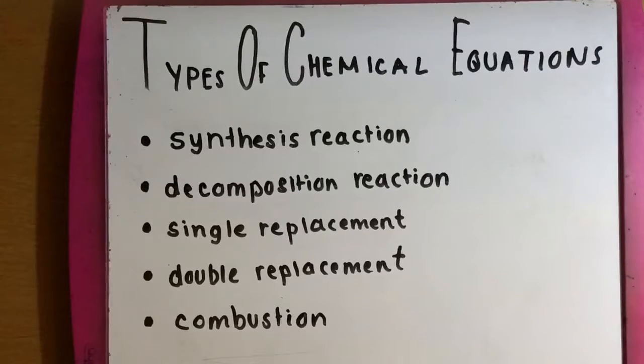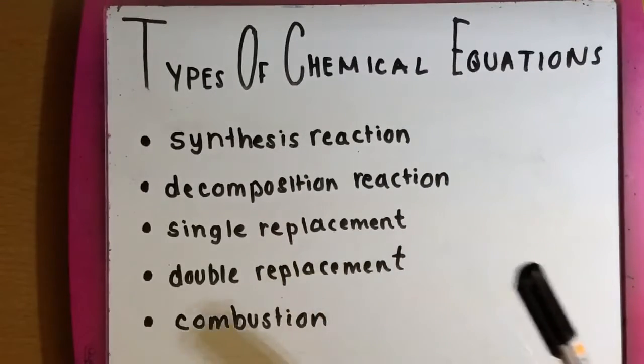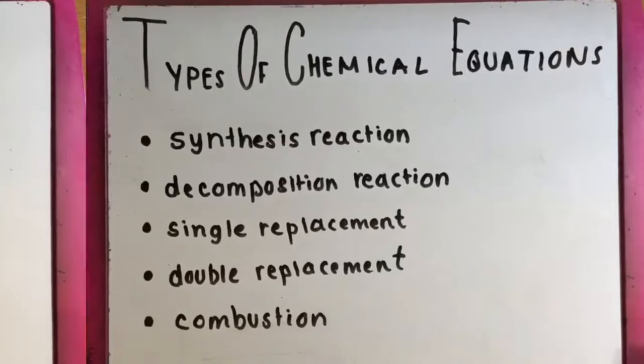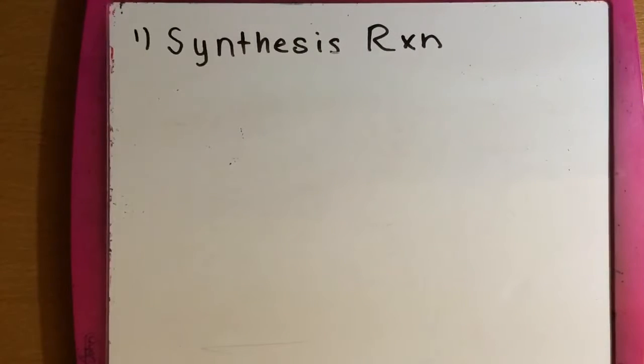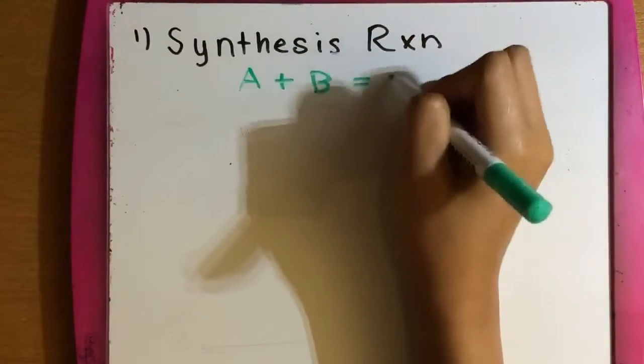There are 5 types of chemical equations. They include synthesis reaction, decomposition reaction, single replacement, double replacement, and combustion. Let's start with synthesis reaction. That's when 2 or more reactants form 1 product. And it can be modeled by the generic form of A plus B equals AB.